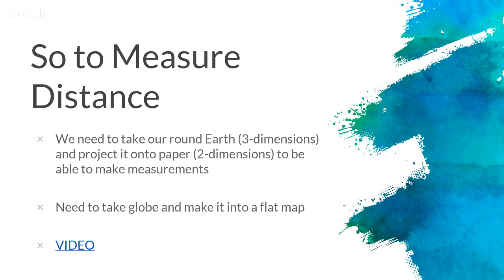So to measure distance or area, we have to take that round three-dimensional Earth and project it into two dimensions. And when we work with a GIS, we could measure in the latitude and longitude or in that geographic coordinate system. But if you want to measure area, it's just a couple clicks of a button where you can project that coordinate system into a two-dimensional coordinate system to do the analysis.